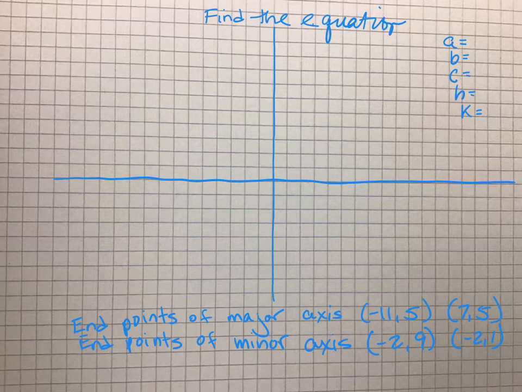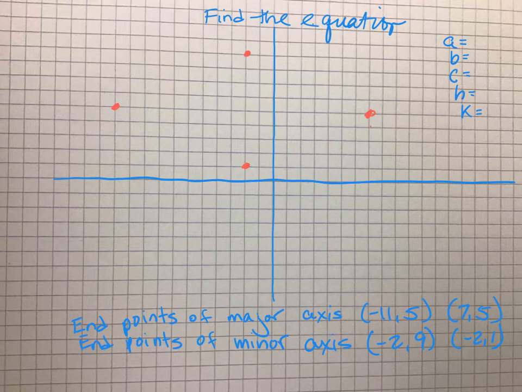I'm going to first plot these points. Negative 11, 5 would be right there, counting 1, 2, 3, 4, 5, 6, 7, 8, 9, 10, 11 and then up 5. And 7, 5 would be right here. So those are the endpoints of the major axis. The endpoints of the minor axis are negative 2, 9, which would be right there, and negative 2, 1 would be right there.